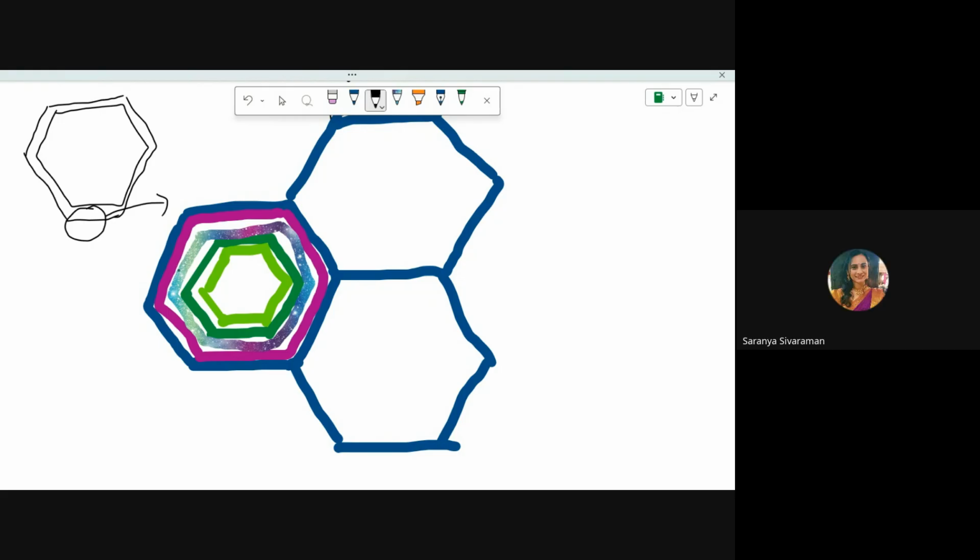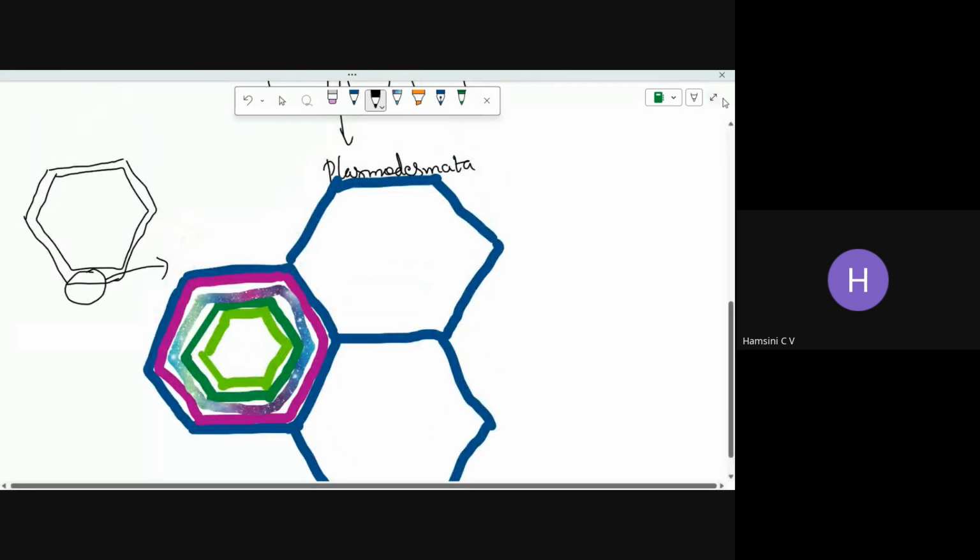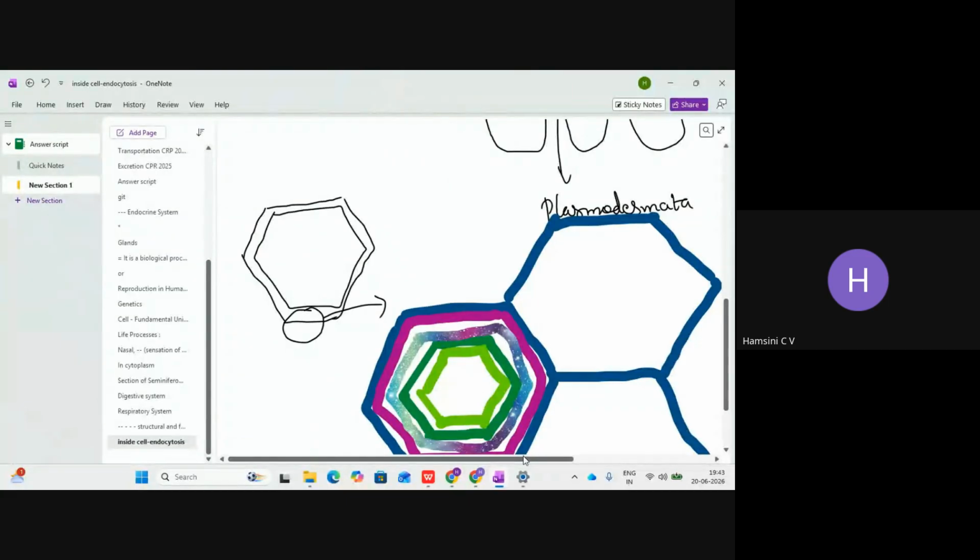Yes, ma'am. Any doubts here? No, no, no. Okay, okay. I hope everyone understood. See, if you have not understood, please do ask, I would be able to explain like that. I hope now it is clear how the various layers of this wall are forming. Yes, ma'am. Did you finish writing?